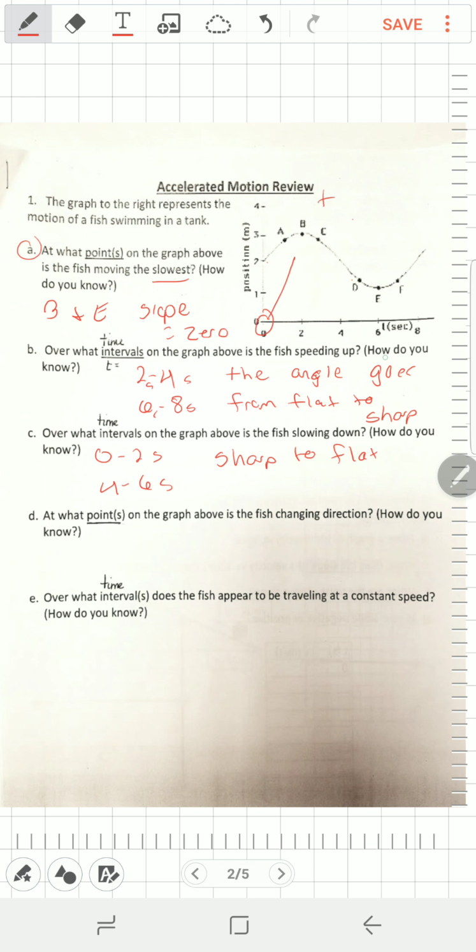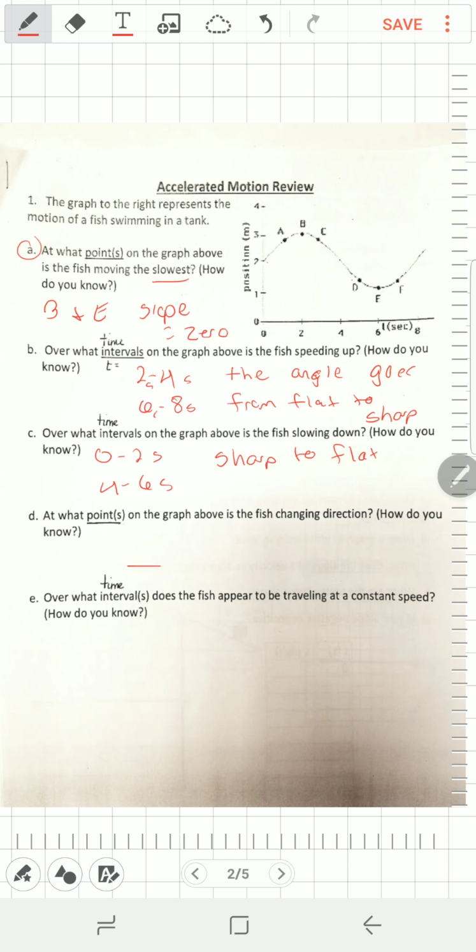Now, when Stephanie and Hawk went back towards home, that was all negative direction. I hope you remember that from your homework assignments. So let's go. At what points on the graph above is the fish changing directions? Is it asking for time intervals now? It's not. So be cognizant of what it's asking for, when it's asking for time intervals and when it's asking for letter points.